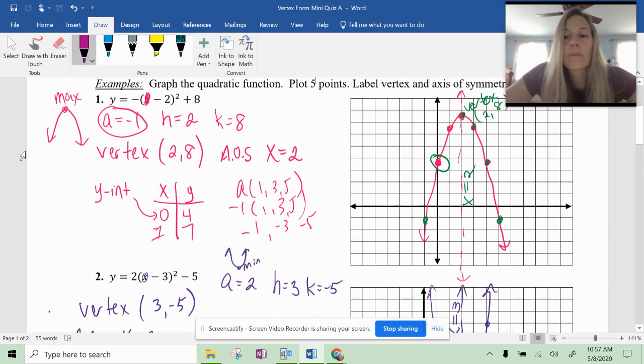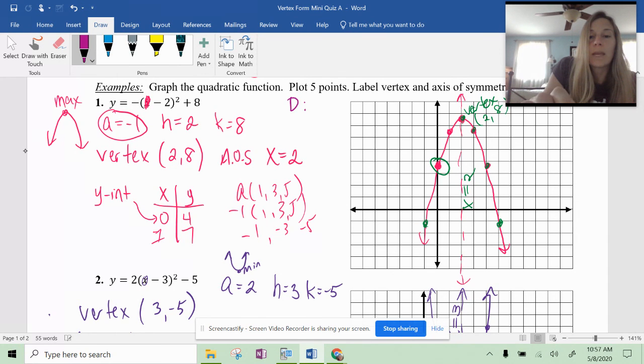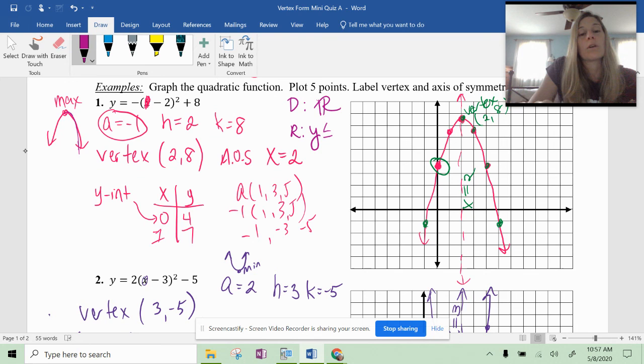The only thing I want to review really quickly is domain and range. So you should know that domain is always all real numbers and range is always that y value. And it's going to be greater than or less than depending on if it's a min or max, right? So if that a is a negative and your graph's going to be going downward, then all the y values are less than or equal to that vertex. So it's less than or equal to this 8.